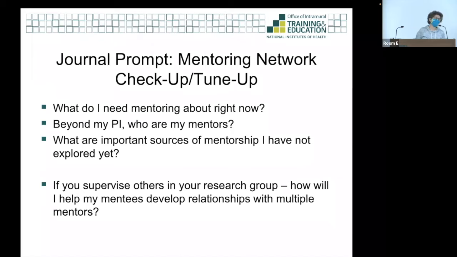And always, I think, to improve the culture of science, whenever we talk about things, we need to flip it and say, okay, if you are now suddenly the supervisor, let's flip this. If you supervise others in your group, what will you do to help your students develop relationships with multiple mentors, right? What will you do to make sure everyone has a networking team, mentoring team? So that's a journal prompt for later, and we'll be discussing it in the small groups. It'll be a great chance to talk about expanding mentoring networks.